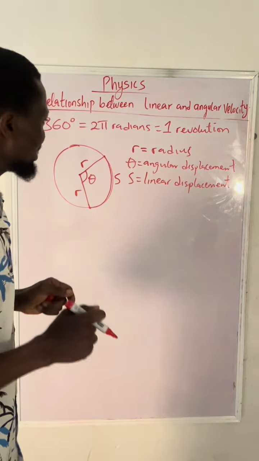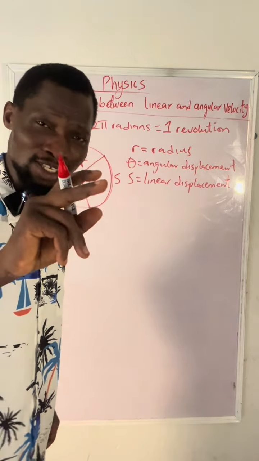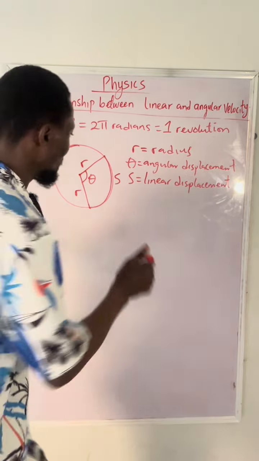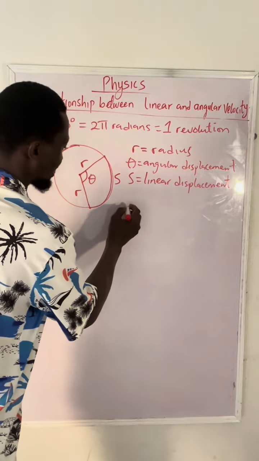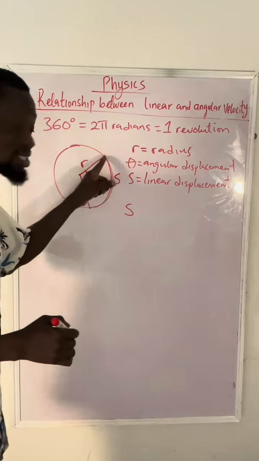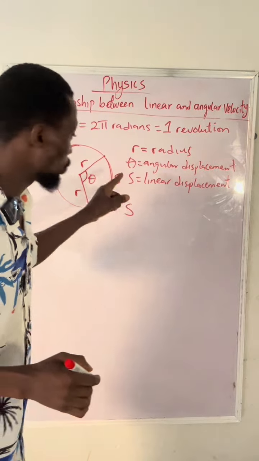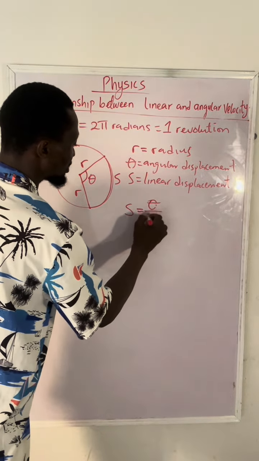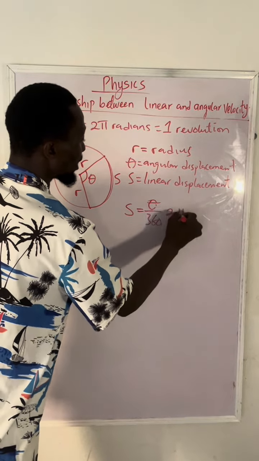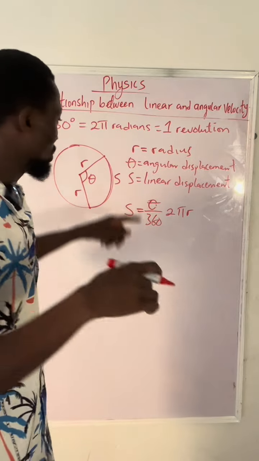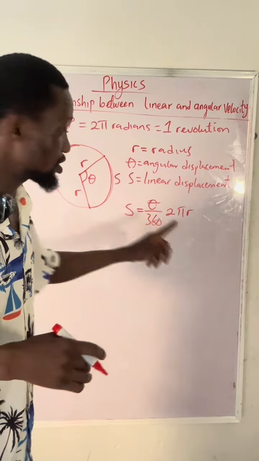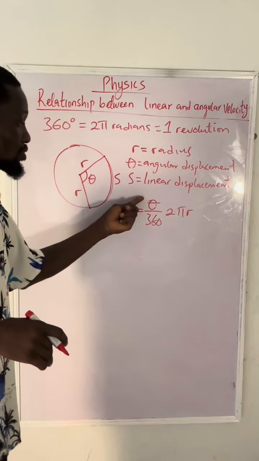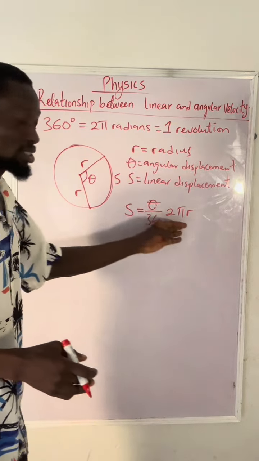Good. Now, having known that, in mathematics, we know the formula for calculating the length of an arc, right? So the length of an arc, our S here, which is representing our L, is equal to theta over 360 times 2 pi r. Remember that the whole length of the circle, which is the circumference, is 2 pi r. But since we are only interested in this small angle, we say theta over everything times 2 pi r.